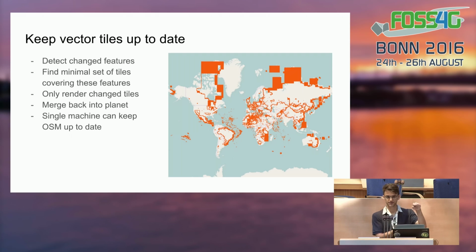And now we can just diff these tiles into our planet from previously, and we have the updated database and can serve it again. And this way, once you have rendered the planet, it's not such a huge investment. You can have a single machine and then keep OpenStreetMap up to date. And you also see here these patterns, like the boundaries. If an attribute changes in a boundary, all of those tiles that contain that boundary have to be re-rendered.